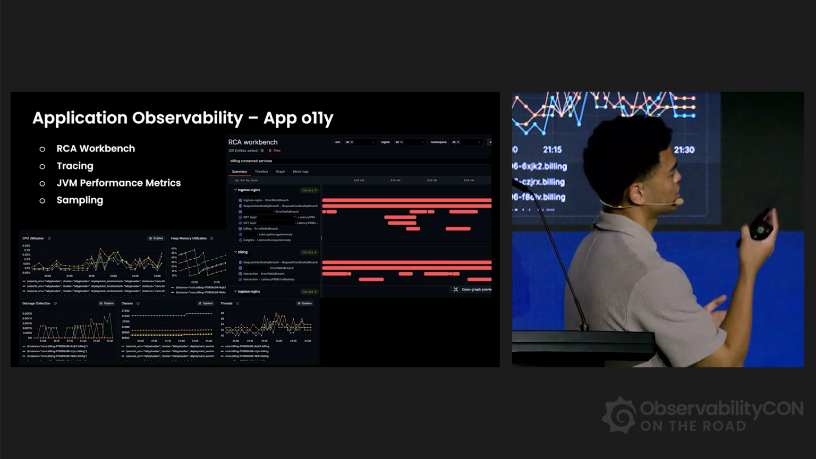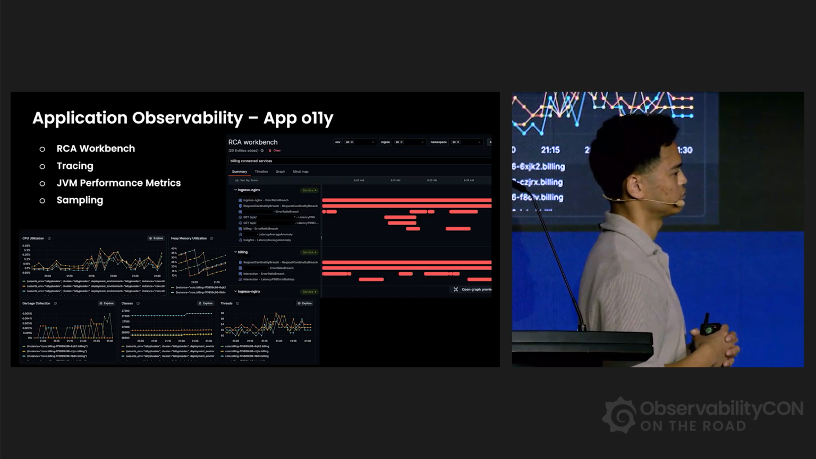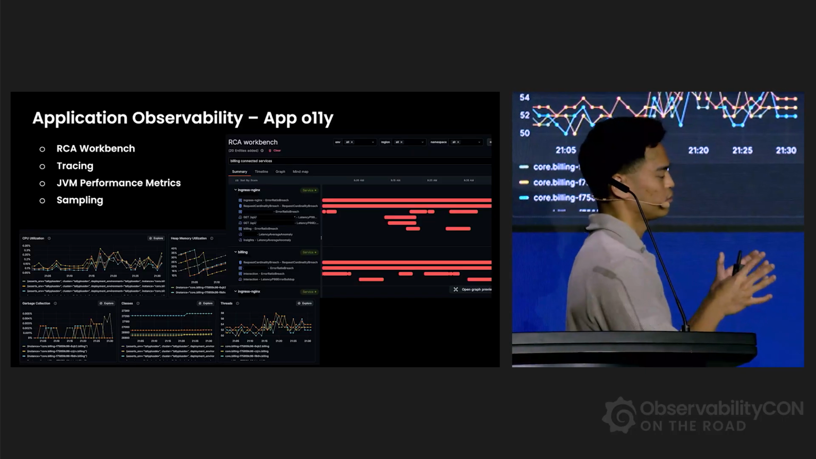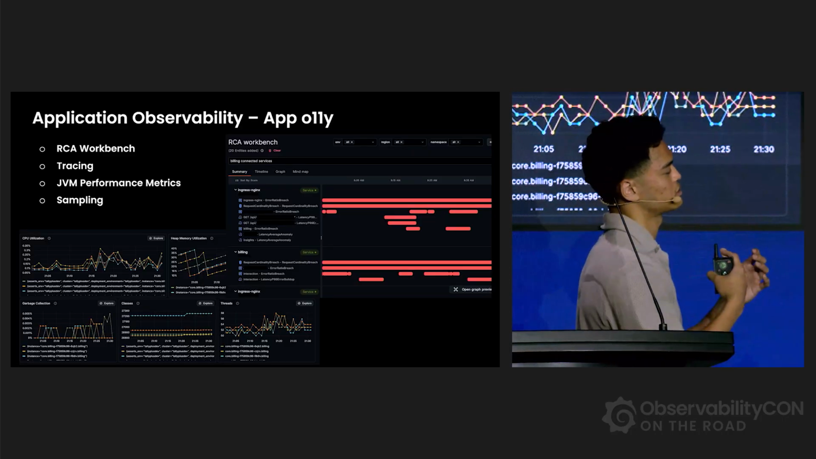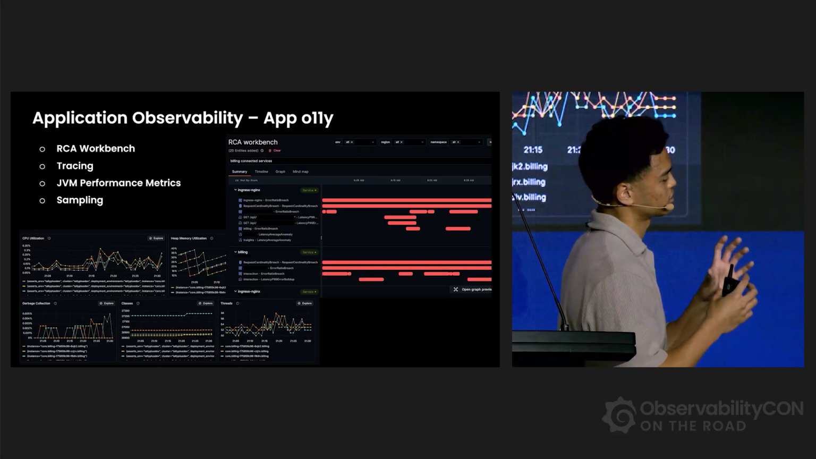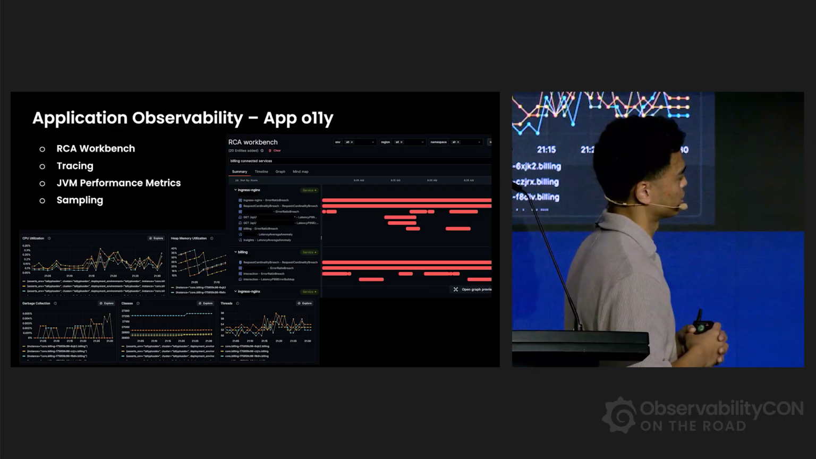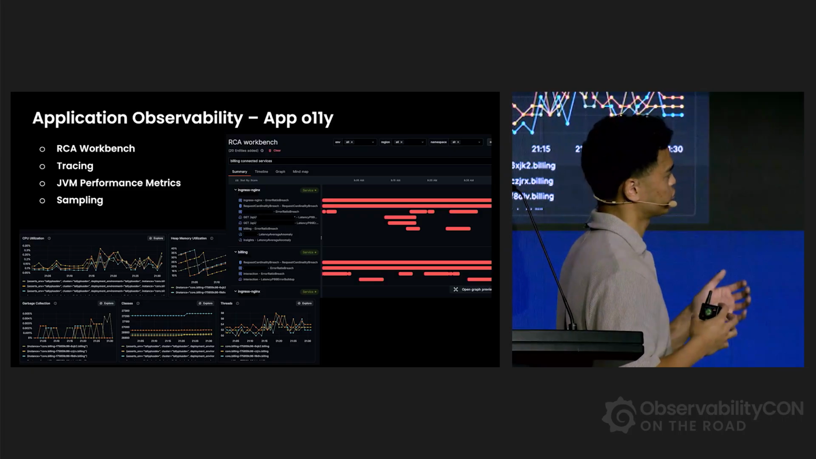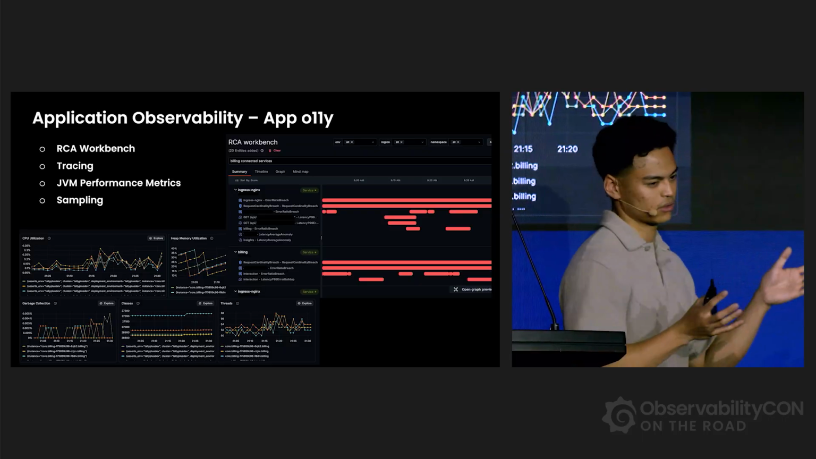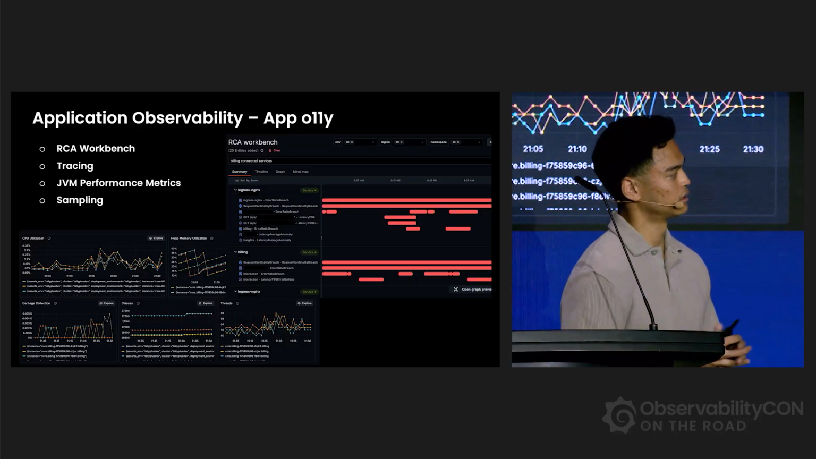So we rely on RCA Workbench to really put the pieces together and understand not only which service is calling which, but also which service is causing the bottleneck. We use tracing and performance metrics as well. It's something that we didn't have in the past.